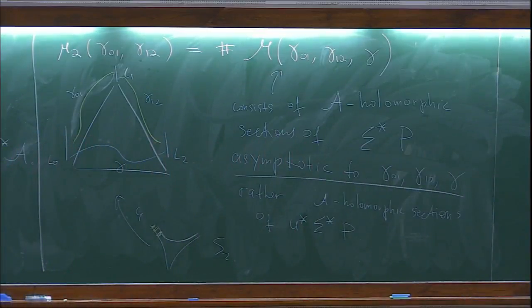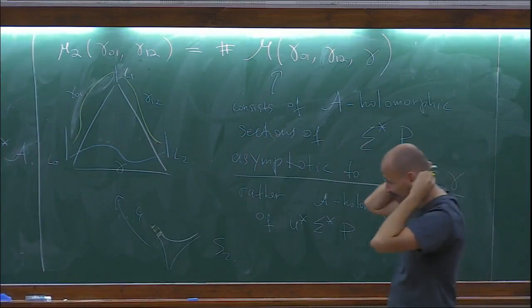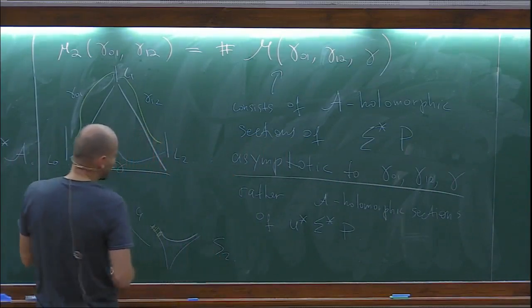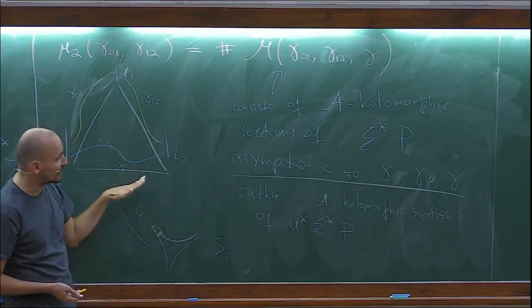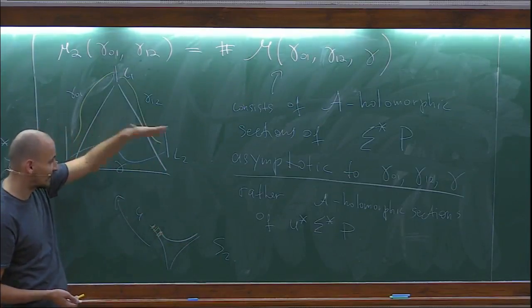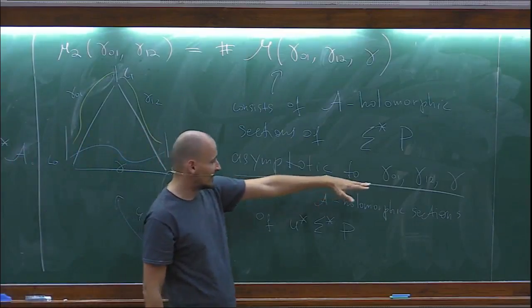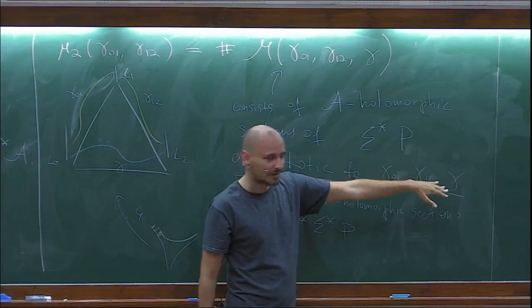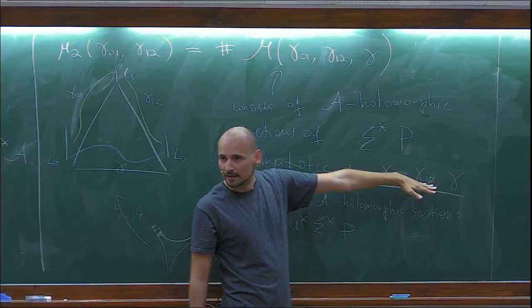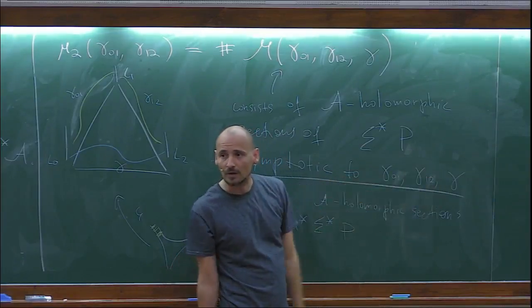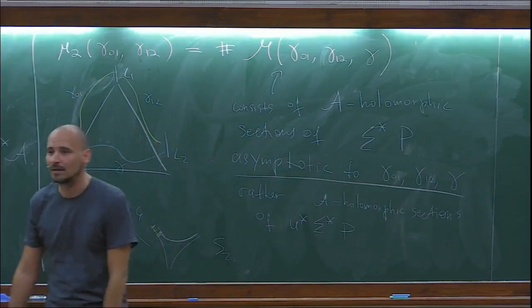Analytically, it's crucial that you have a flat, R translation invariant connection, because that guarantees that if you are asymptotic to flat sections, then the L2 energy of your section will be finite.